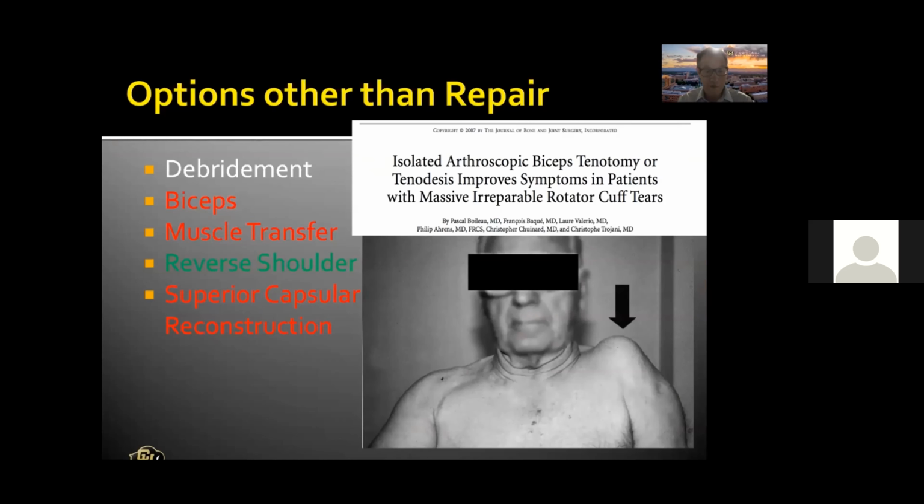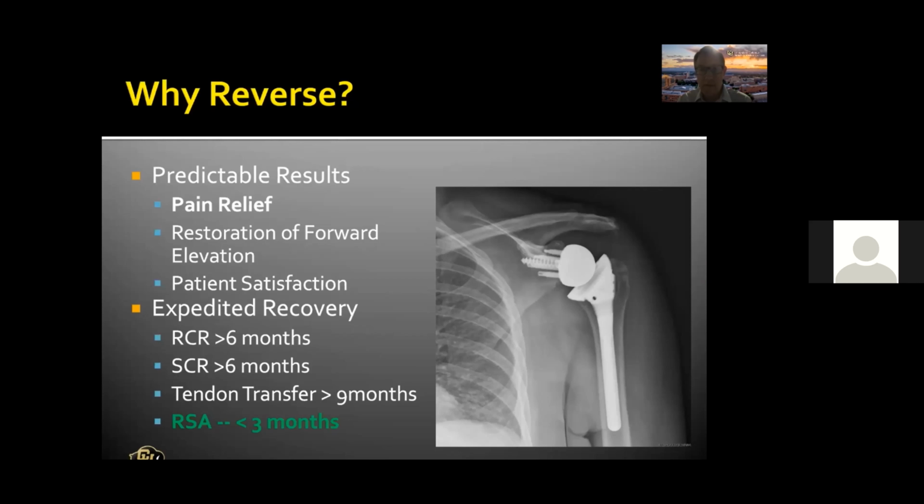So most of these patients get quite good pain relief, restoration of forward elevation. So most people after reverse shoulder replacement are able to get their arm up over shoulder height over their head, and the patient satisfaction is quite good after reverse shoulder replacement. The other thing to consider, and this is not the reason to do the surgery, but it is something that patients are interested in, is the length of recovery.